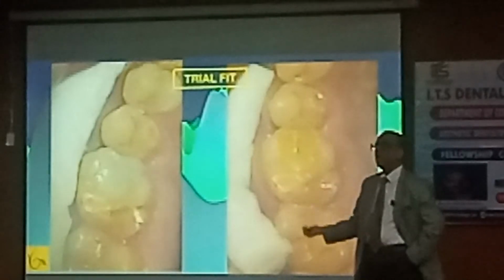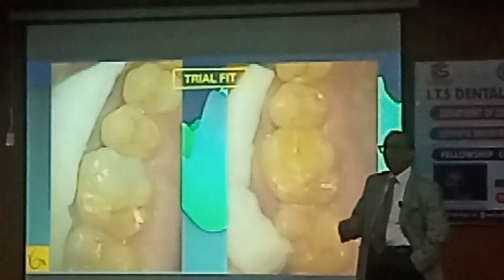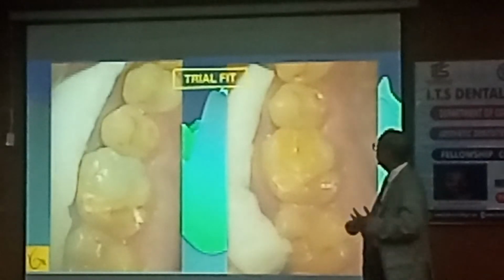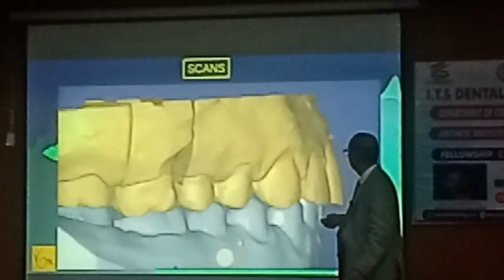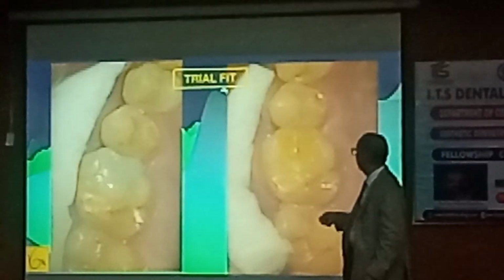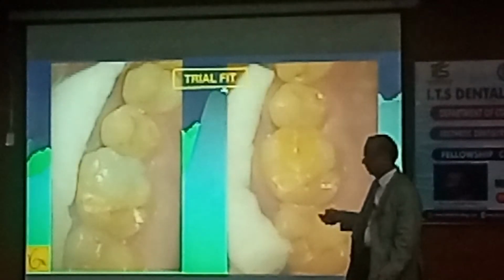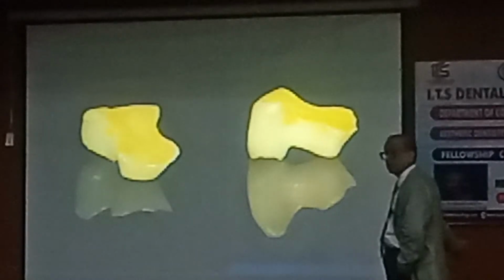So how you make the tooth look more lifelike, more real, okay? It should not look artificial, oops sorry. This straight away looks so artificial compared to this, right? So you have to be aware of all this and then plan your treatment modality and your outcome to match what you want and what your patient expects.